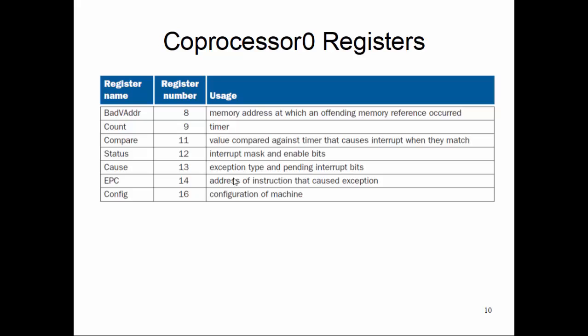Now, for the coprocessor registers, here are a couple of examples with register numbers and their usage. BadVAddr is a register which tells the memory address at which a pending memory reference occurs. It's used for a misaligned memory access exception, for example. Count is a counter timer. It's basically used by the operating system to time slice your program execution.